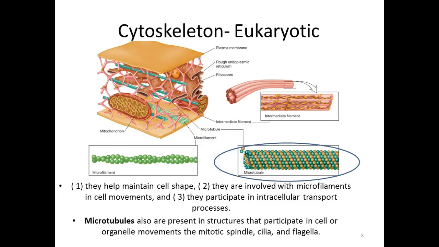Microtubules, again, help with shape, and they're involved with the microfilaments for cell movements and transporting stuff inside the cells. But then we also have specialized ones, like the mitotic spindle that you talk about during mitosis that pulls apart the copies of the chromosomes. That's a microtubule. It's a specialized microtubule. The cilia are made up of microtubules. So are flagella for eukaryotes.